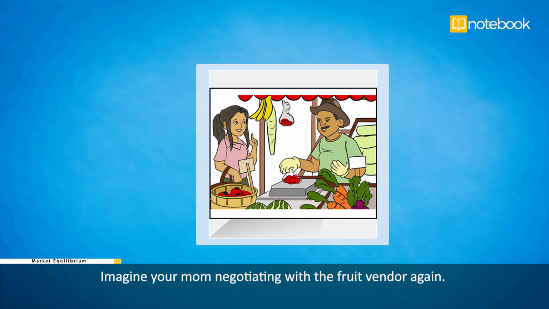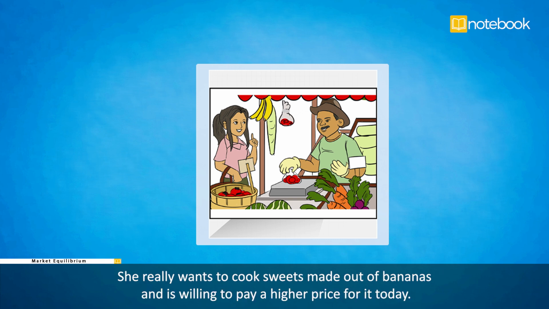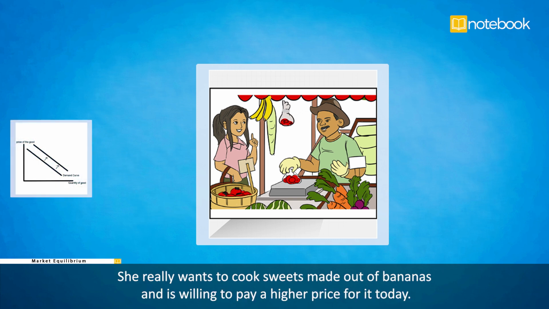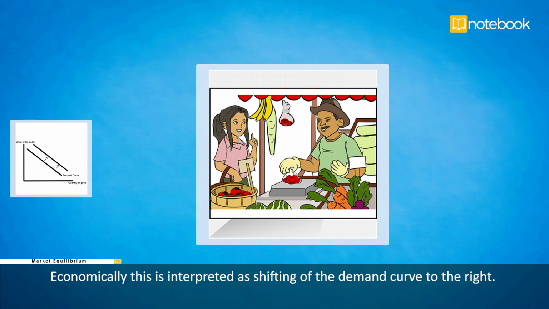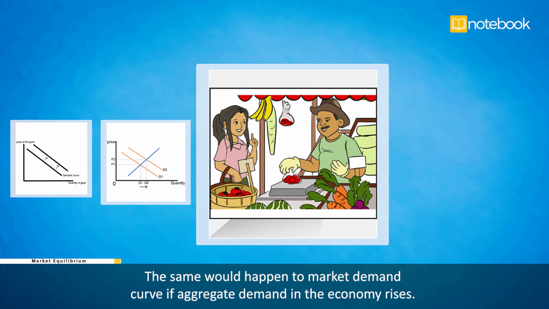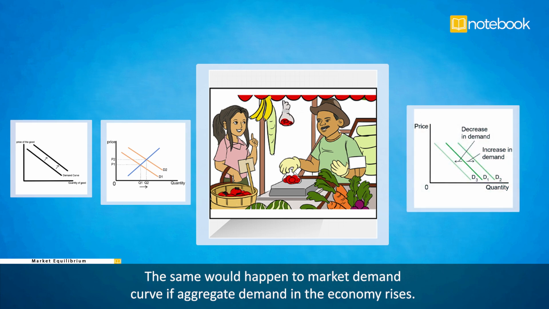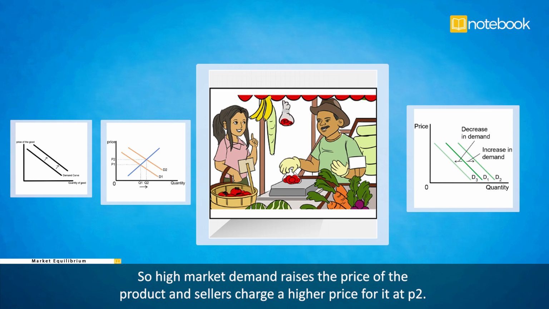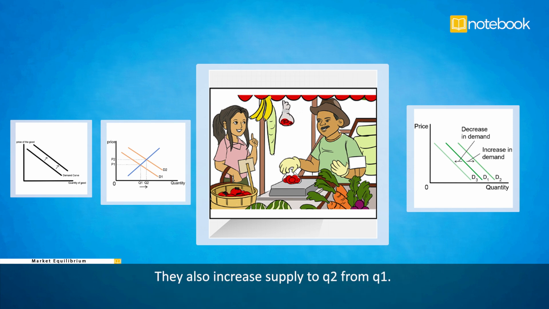Imagine your mom negotiating with the fruit vendor again. She really wants to cook sweets made out of bananas and is willing to pay a higher price for it today. Economically, this is interpreted as shifting of the demand curve to the right. The same would happen to the market demand curve if aggregate demand in the economy rises. So high market demand raises the price of the product and sellers charge a higher price for it at P2. They also increase supply to Q2 from Q1.